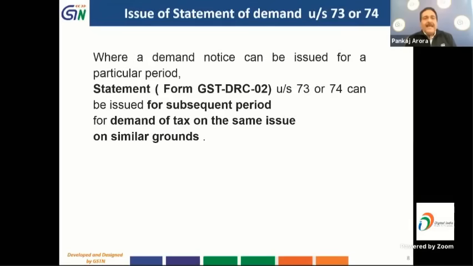Where the demand notice has been issued in form DRC-01, and subsequently, on the same grounds against the same taxpayer for a subsequent period, such a demand is to be raised, in such a case there is a provision for a statement of demand and its summary in form GST DRC-02, where the issues and grounds are the same and notice has earlier been issued for the previous period. So in such a case, the statement of demand and its summary in form DRC-02 can be issued.